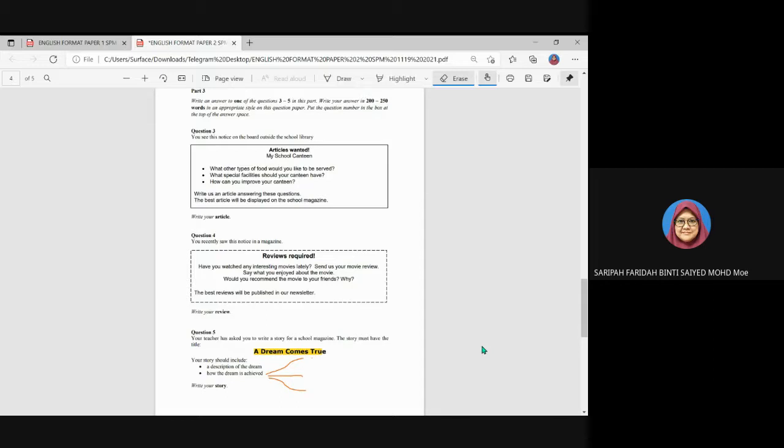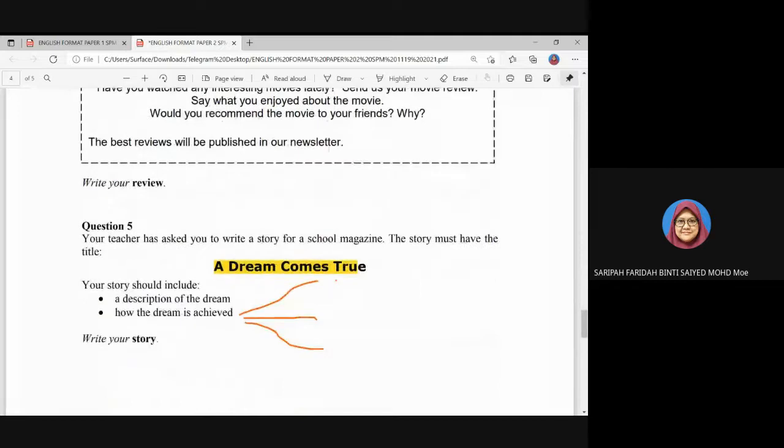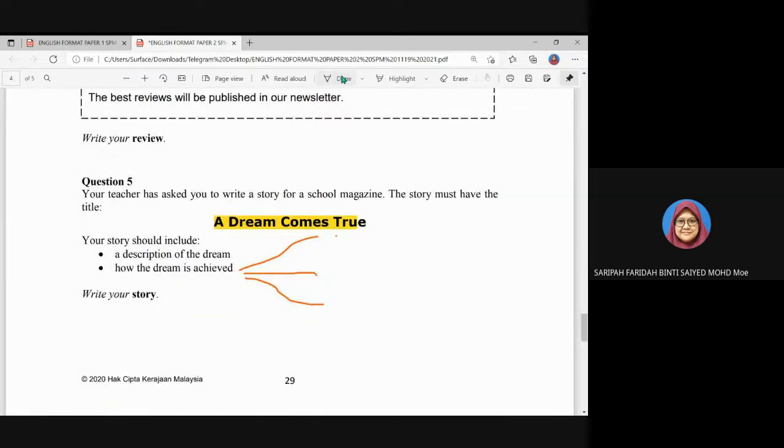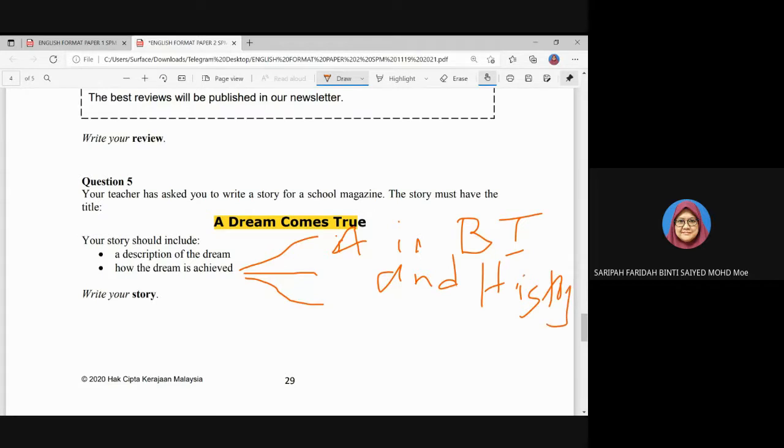Okay. Wait. How to do? Number 1. You must get A in BI and history. Okay, you must get A. Number 2 in SPM lah. To get into law, you must have BI and history.